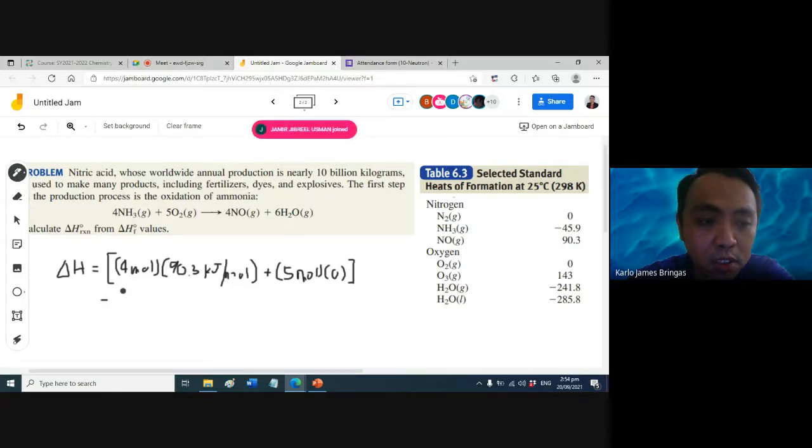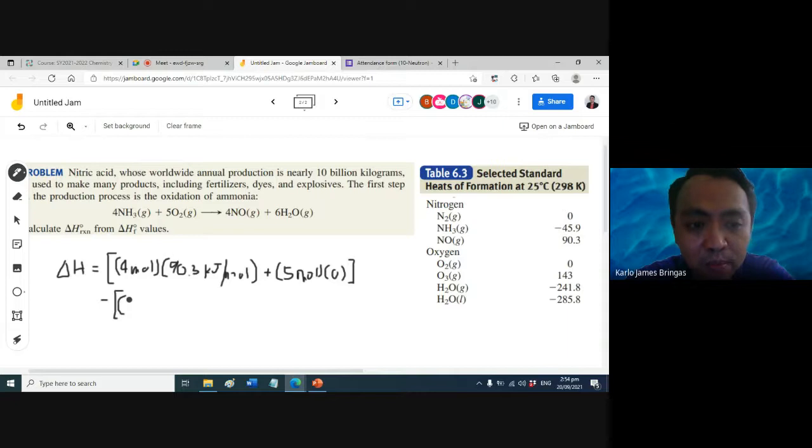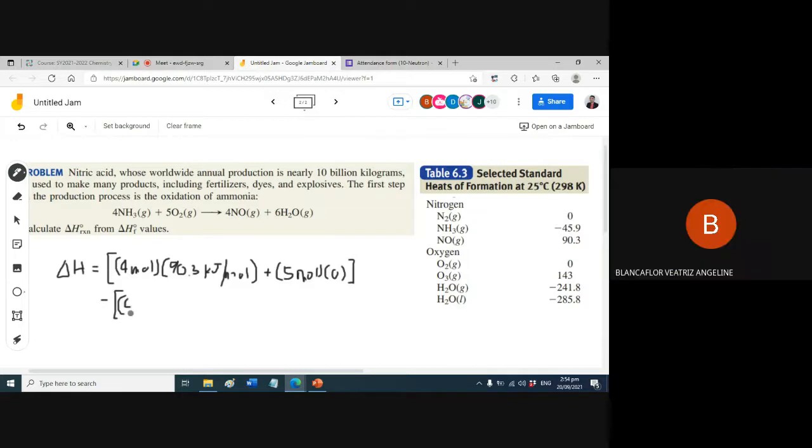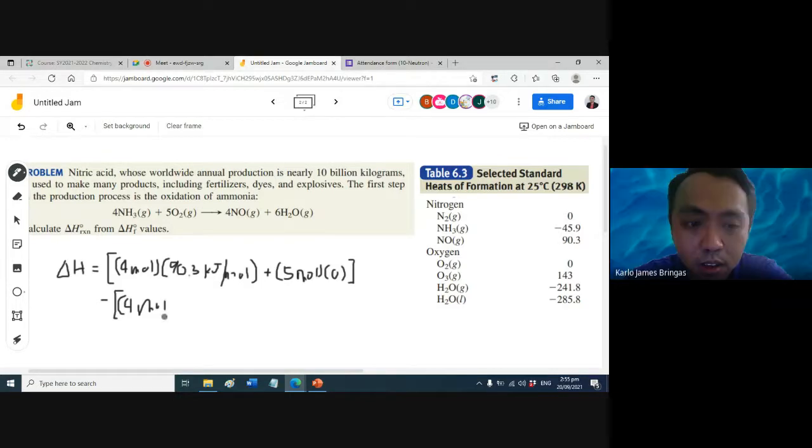Minus the summation of all the reactants. Ang reactants natin are NH3. So kindly dictate to me, what should I write for NH3? 4 moles times negative 45.9 kilojoules per mole. Okay, negative 45.9.